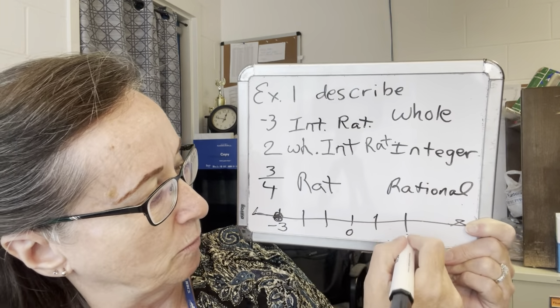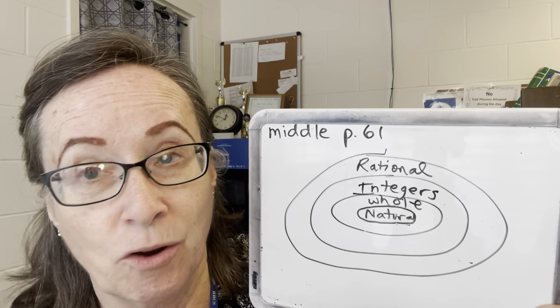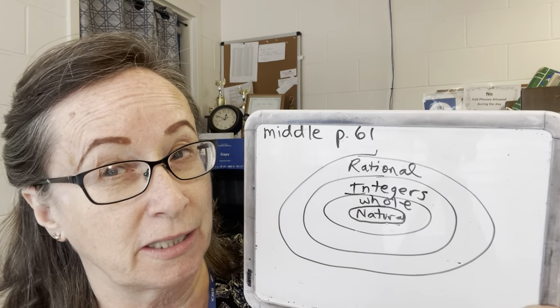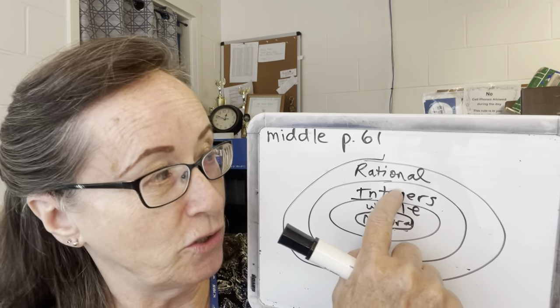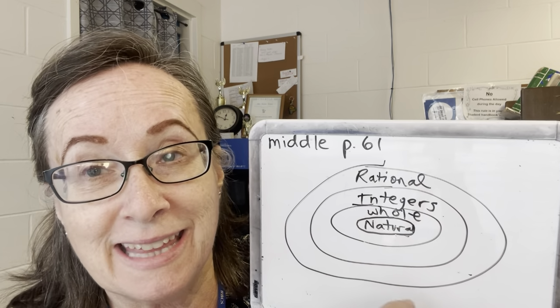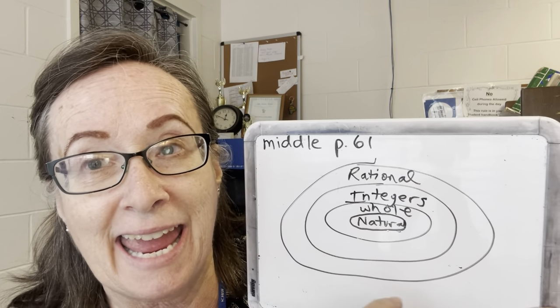Okay, and then the whole numbers are included inside the integers because the integers are positive and negative whole numbers. And then the integers and everything inside here are included in the rational numbers, which includes the natural numbers, the whole numbers, the integers, and everything that can be written as a fraction. That's a lot of numbers.